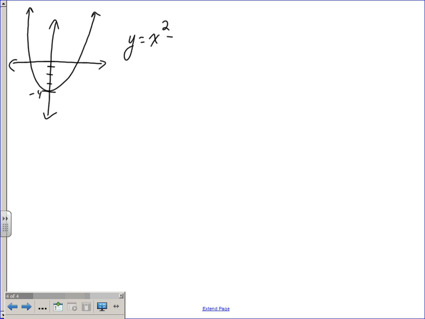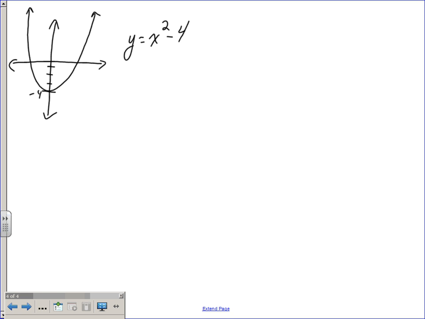Can you tell from the drawing? Let's just take a couple of drawings here. Let's take a parabola. And let's say this is 1, 2, 3, -4 down here. Okay. So this would be the equation of y equals x squared minus 4.